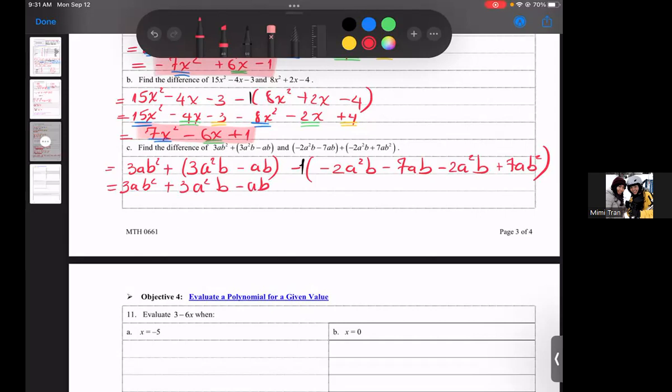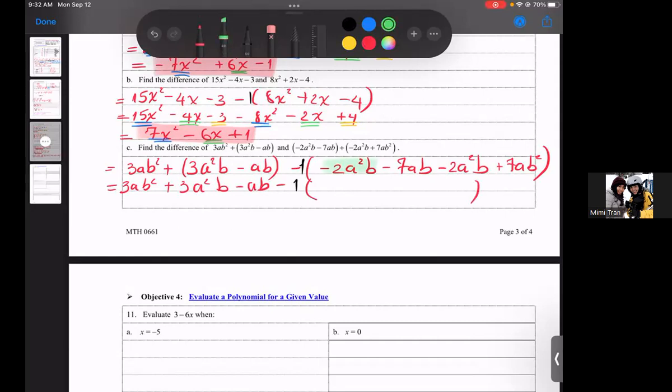I have an idea. Right now, you can distribute the negative 1, or you can simplify inside the parentheses first. Doesn't matter which way, but for me, I prefer to simplify inside the parentheses first if I can. So if I was you, I would simplify inside the parentheses first. All right, let's see.